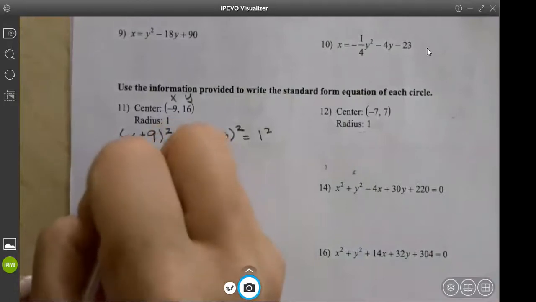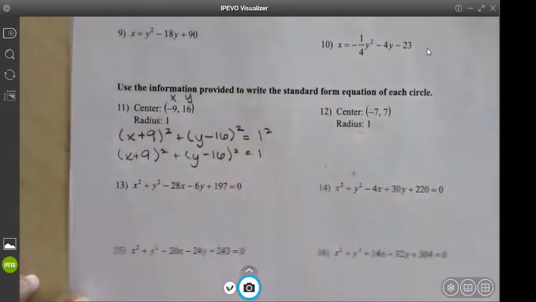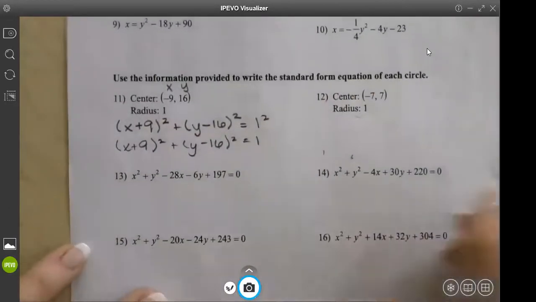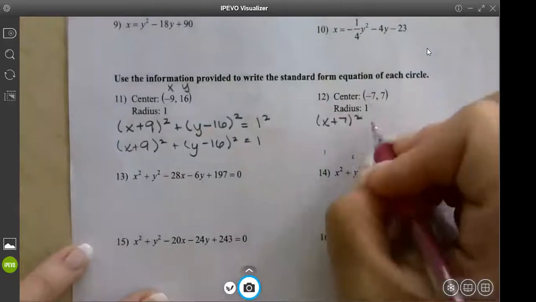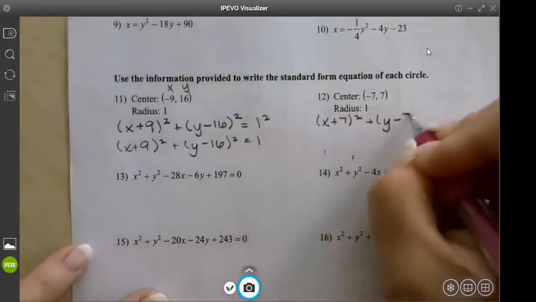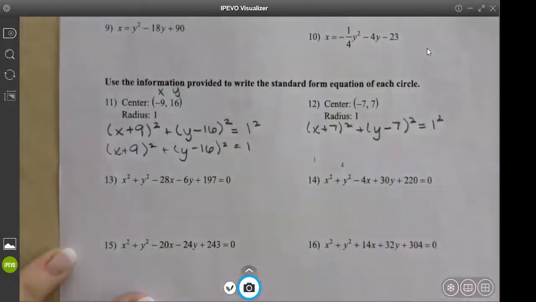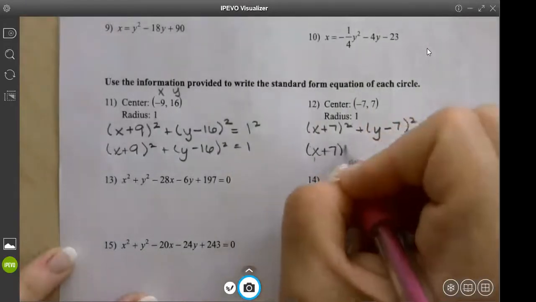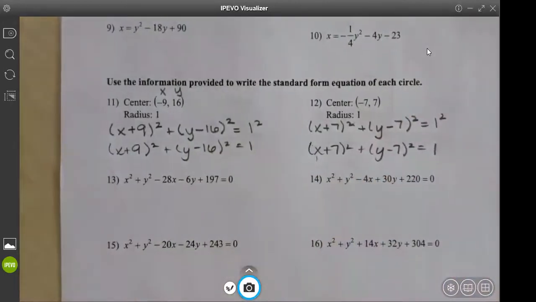So then your final equation, and again, I'm just showing you where it came from. You don't have to write both of these out, but 1 squared is 1. If I would have just put the 1 there, I didn't want you to think that just the radius goes there. Make sure that you square it. Okay. So same thing on the next one. Our x is a -7, so we're going to change it to a +7 squared. Change it to a -7 squared with a y. And then remember to square the radius. Don't mess that up tomorrow. Square the radius. So we get x plus 7 squared plus y minus 7 squared equals 1.